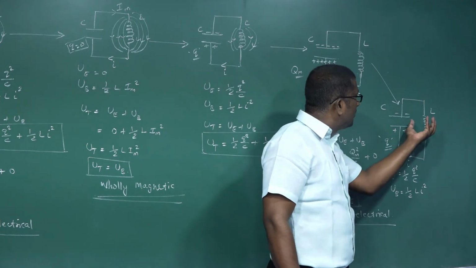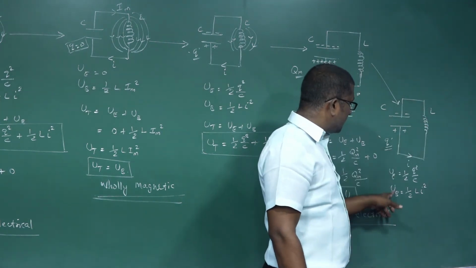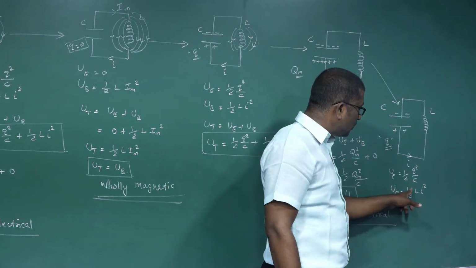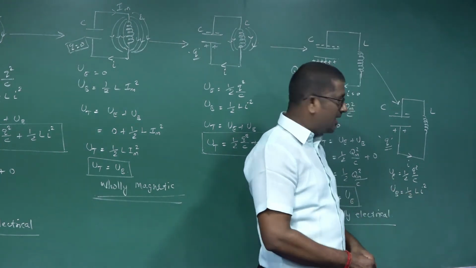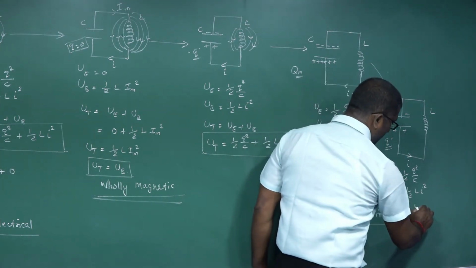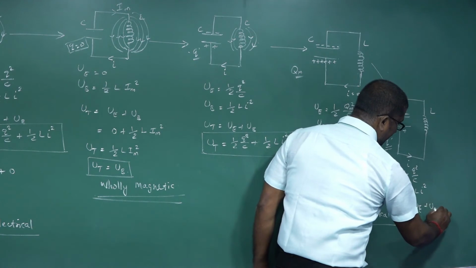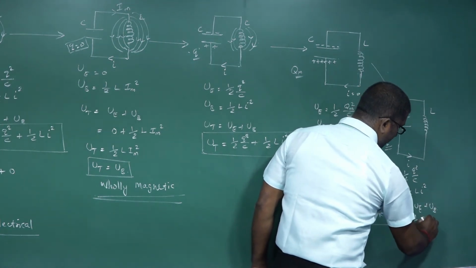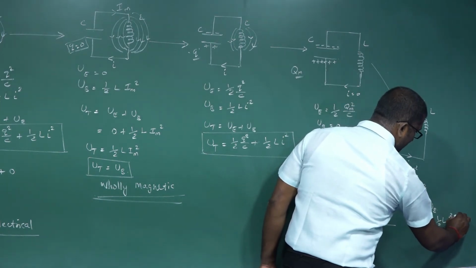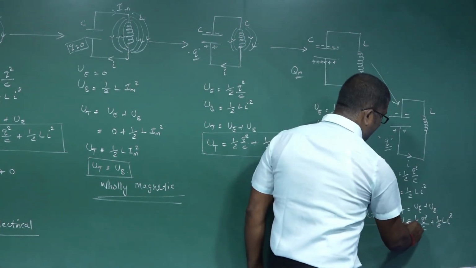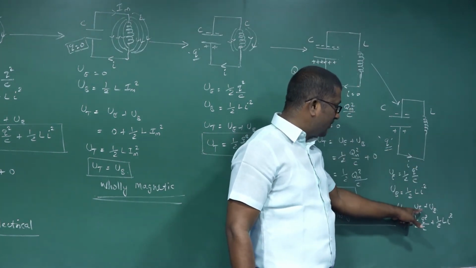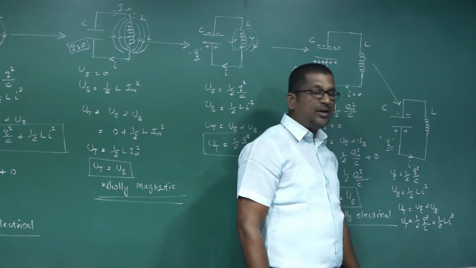So definitely there will be energy in the inductor. It is called magnetic energy, and magnetic energy U suffix B is equal to half of L I square. Right? Now the total energy is equal to the sum of electrical energy and magnetic energy, that is half of Q square divided by C plus half of L I square. So in this state, the total energy of the LC circuit is equal to the sum of electrical energy in the capacitor and magnetic energy in the inductor.